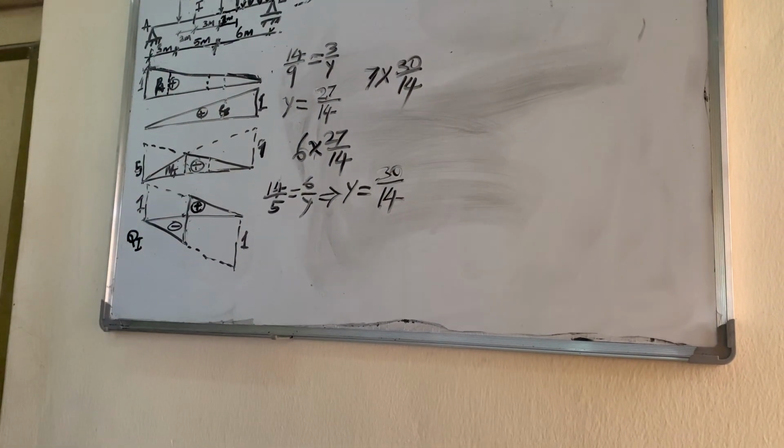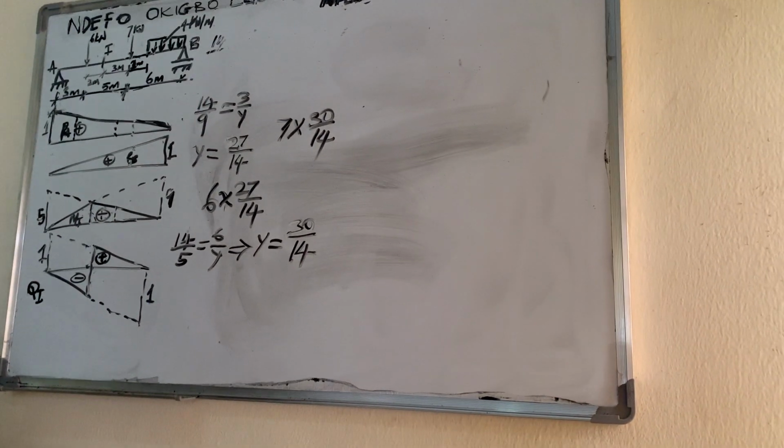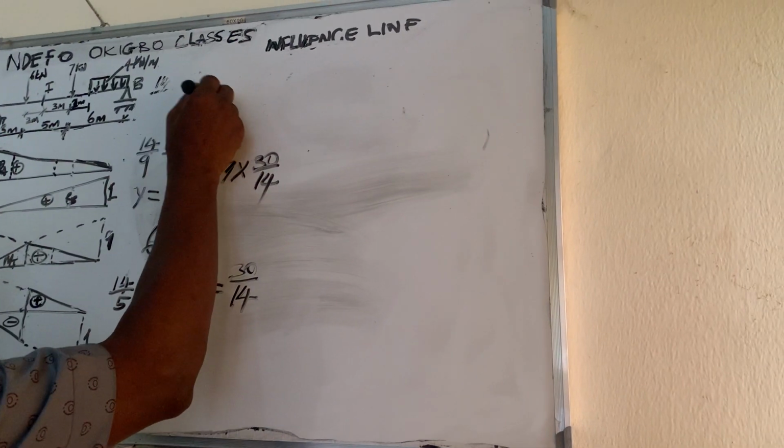So you come to the UDL. If you come to the UDL, it's simple. It's either you now get UDL 4 times 4.